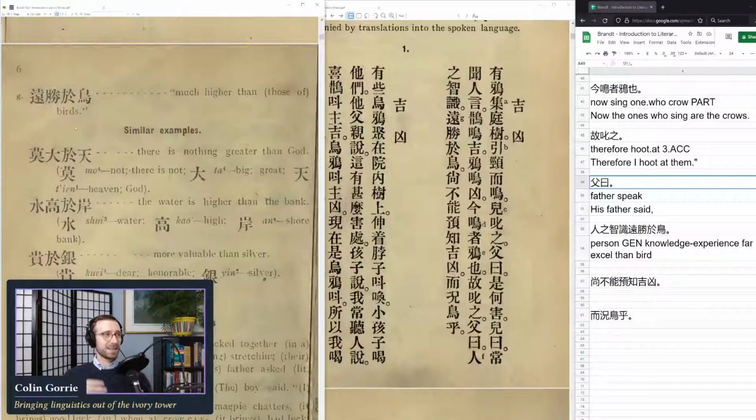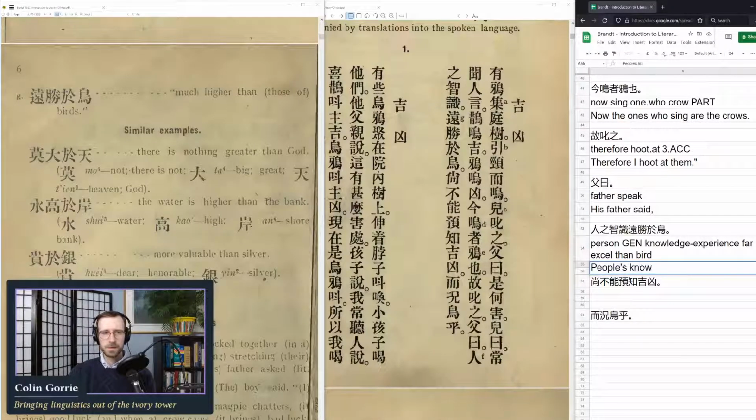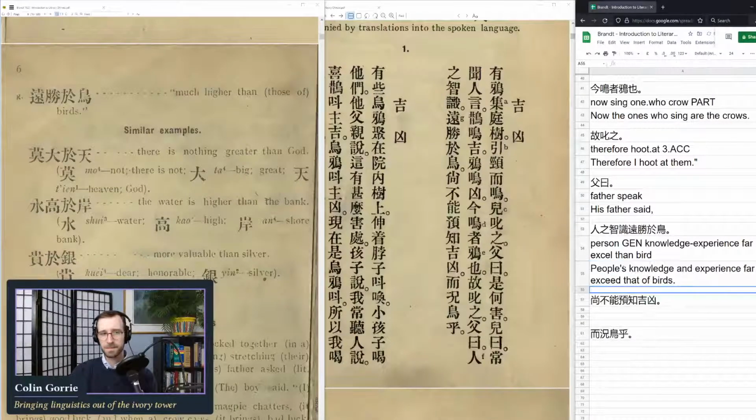Far exceeds two birds. You know, this isn't something that I can very smoothly translate word for word, but we have, or at least I can think of examples where we do use a preposition or a particular case to mark the thing to which something is being compared. So here we have people's knowledge and experience is far better than that of the birds. So let's give that a translation. People's knowledge and experience are far better or far exceed that of birds. Okay, we're coming along.